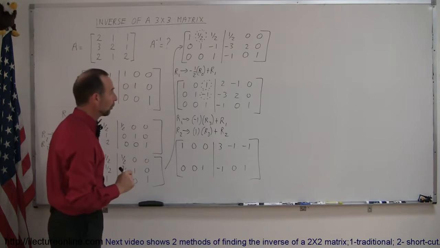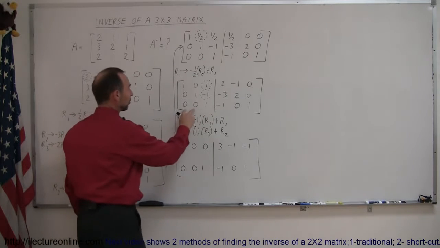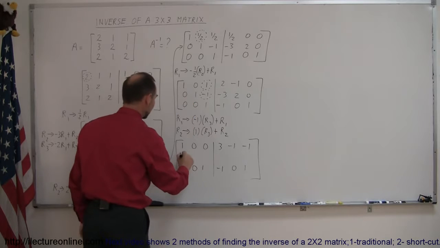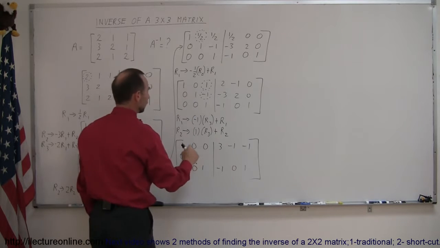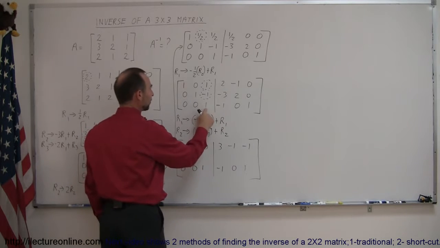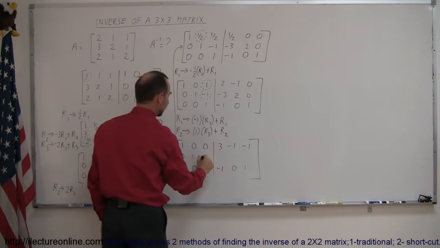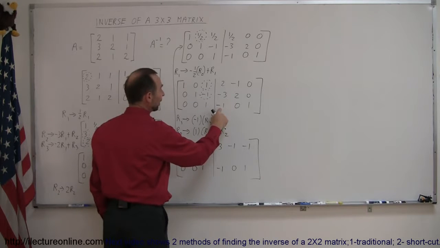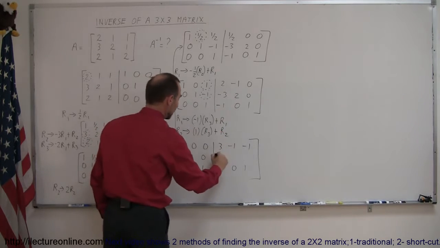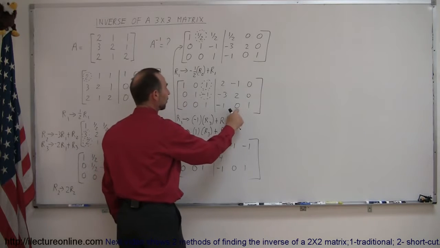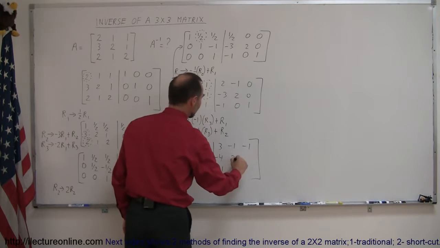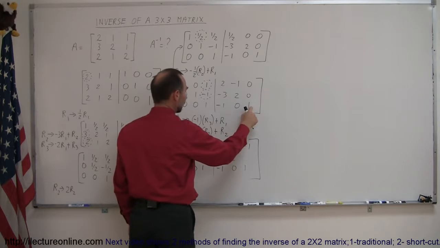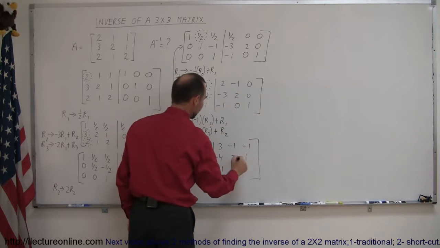Okay, one more row to go. Again, since these are two zeros, nothing changes here, so this is a 0 and a 1. So 1 times R3, 1 times this is 1, added to negative 1 becomes 0. 1 times negative 1 added to negative 3 becomes a negative 4. 1 times 0, nothing changes, that stays as a 2. 1 times 1 is 1, added to 0 becomes a 1.